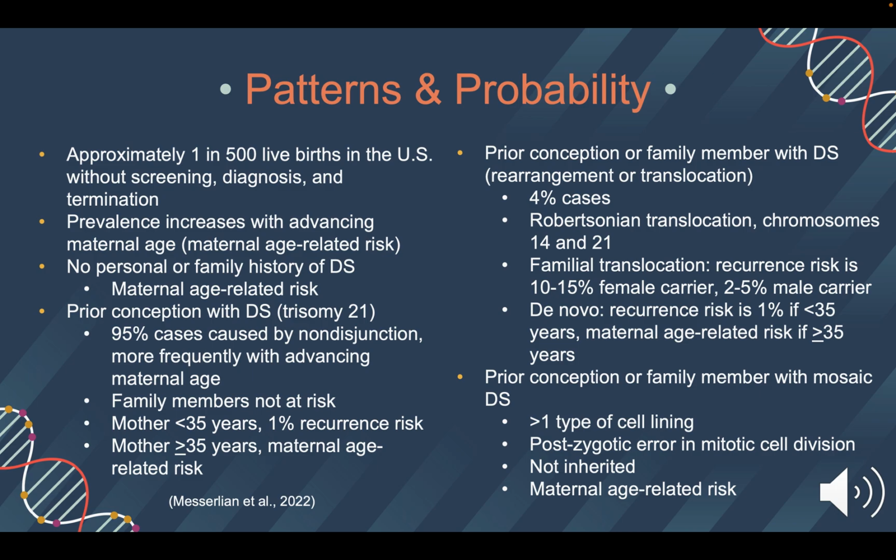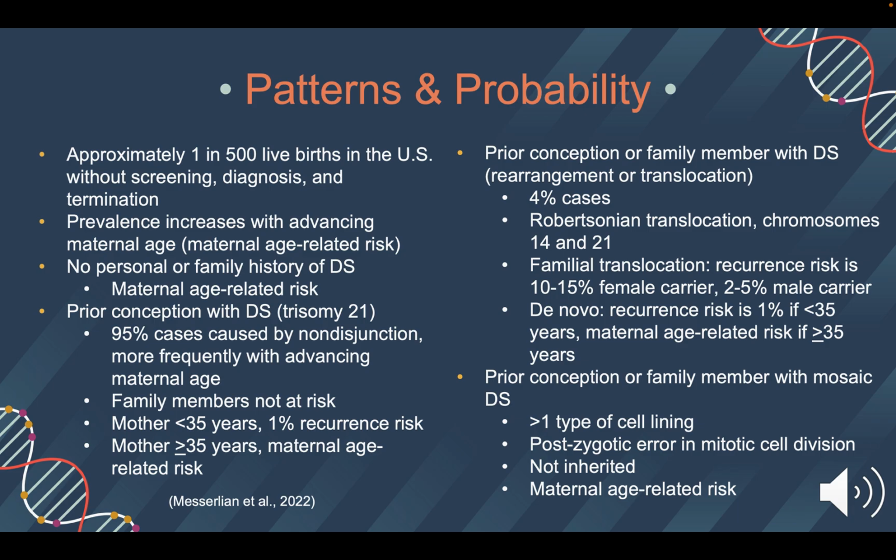When de novo, the recurrence risk is based on the mother's age at the expected date of delivery. If the mother is less than 35 years of age, the risk is approximately 1%. If she is 35 years or older, the risk is equal to the maternal age-related risk.